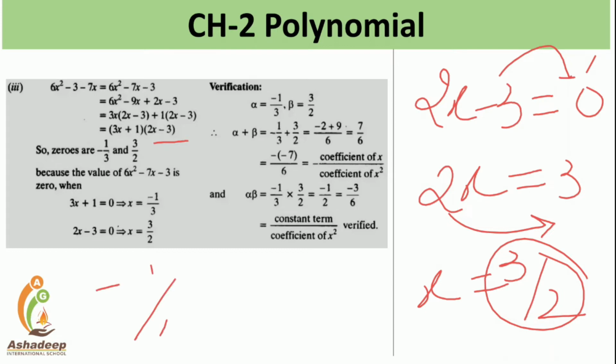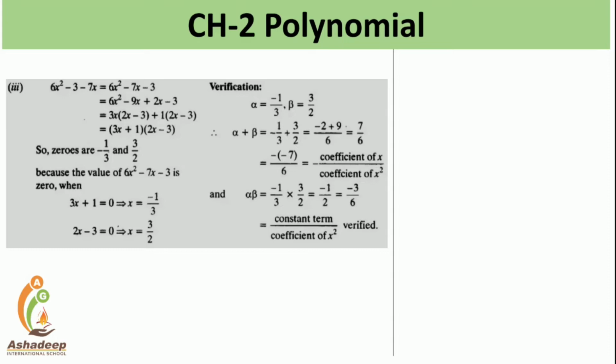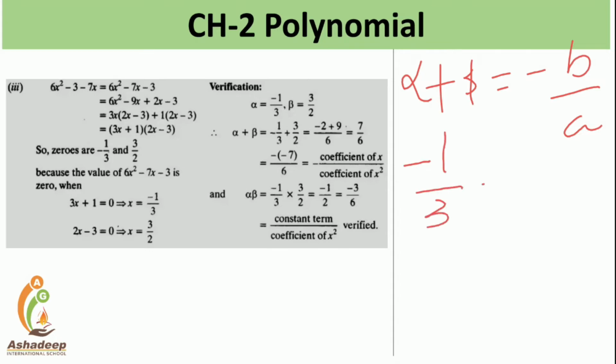One is minus 1 by 3. Let's take it as alpha, and let's take beta as 3 by 2, right? And the rest we know how to verify, right? Okay, let's do it once again. Alpha plus beta is equal to minus b by a. What is the value of alpha? That is minus 1 upon 3. What is the value of beta? It's 3 upon 2.